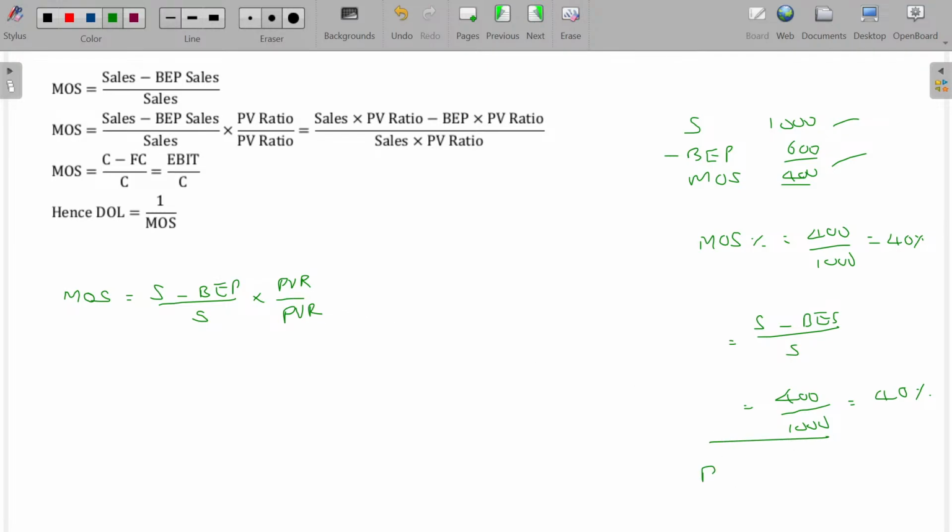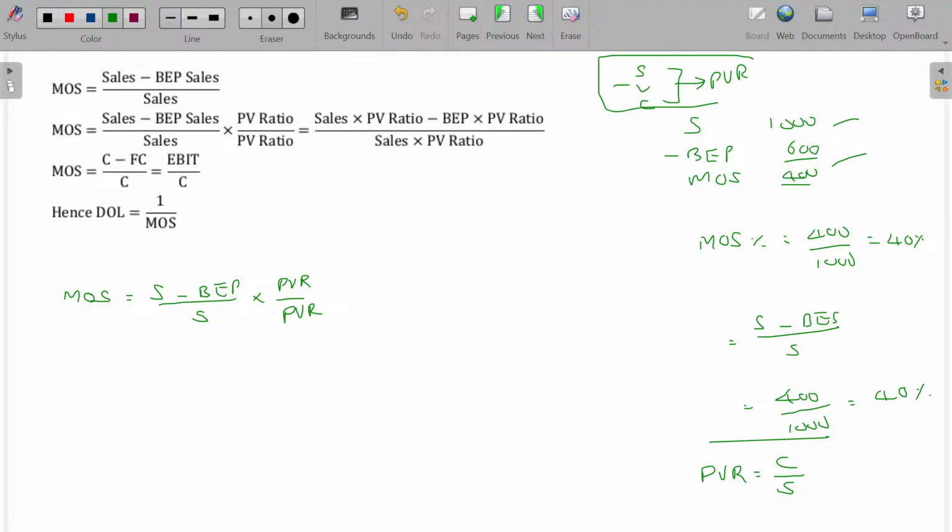PVR is nothing but contribution by sales into 100. Sales minus variable cost, you will be getting the contribution. The relationship between the sales and contribution is the PVR. Is that okay? So, PVR is equal to contribution by sales. The relationship between these two is the PVR.